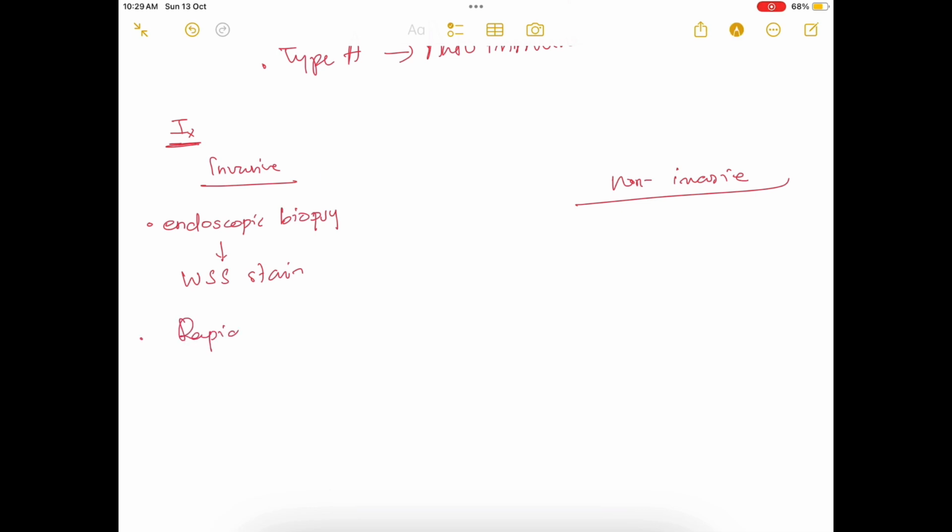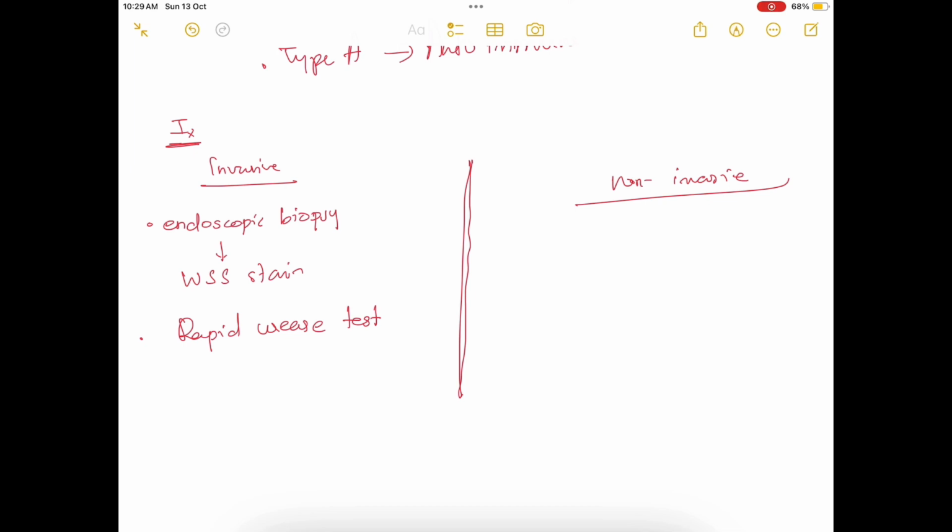Next is the rapid urease test. I've told you H. pylori secretes the urease enzyme, right? So what happens in the rapid urease test is, this is also an invasive test. We put an endoscope into the stomach or the duodenum, wherever it's affected. We take the tissue that is visibly affected by H. pylori. So we will take the sample. Instead of doing a biopsy, we do a urease test on it. So if the urease test is positive, that means this is positive for H. pylori.